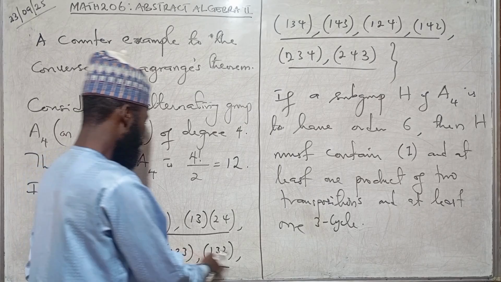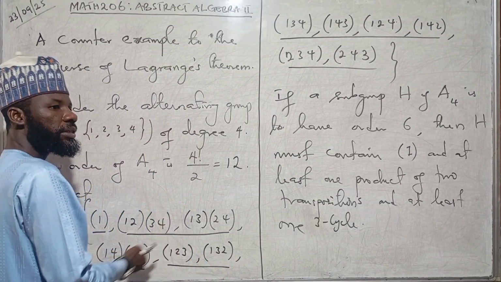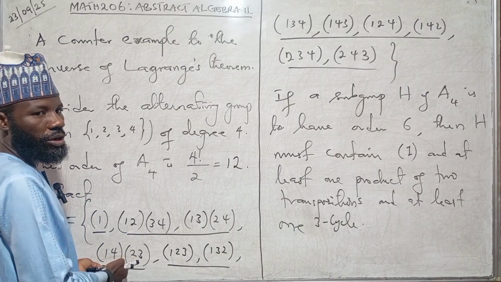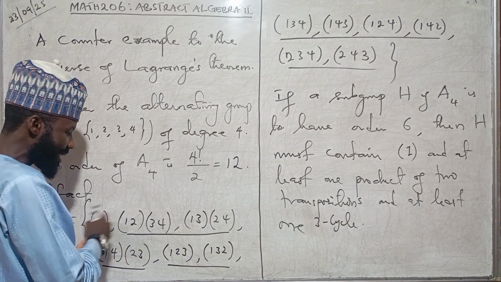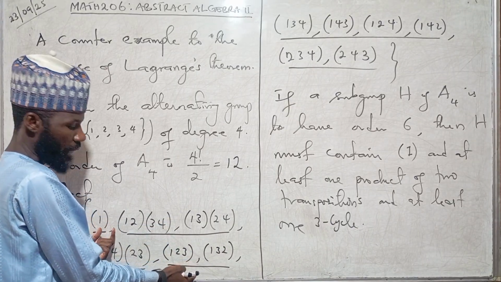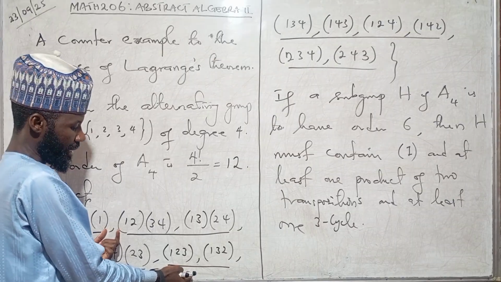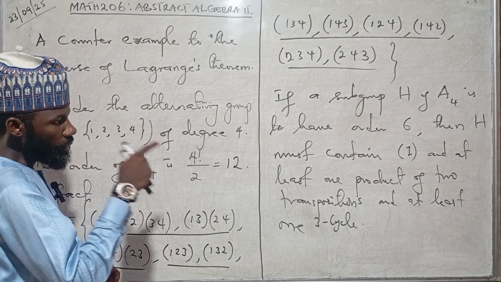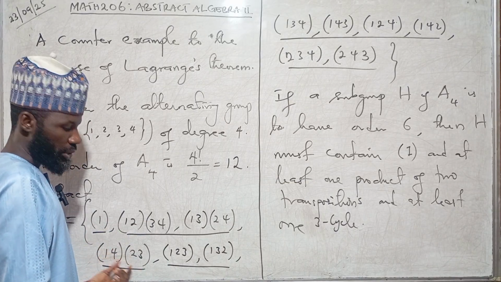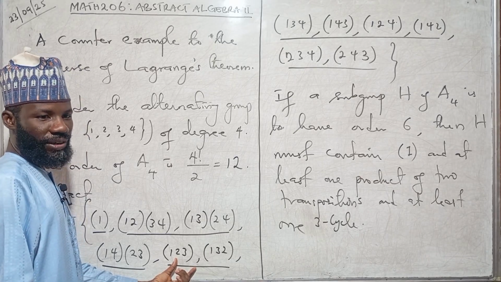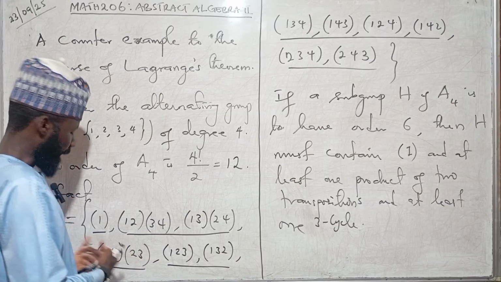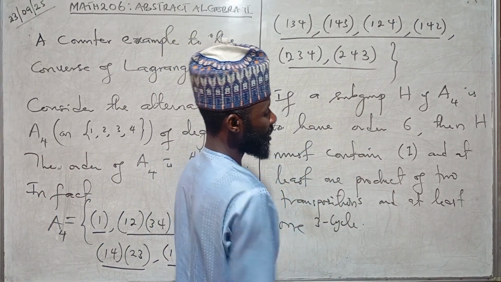So which means you have to pick from here and also pick from the products of two transpositions. And of these products of two transpositions, there are only 3 of them. They are not up to 5. So if you take the identity and the 3 products of two transpositions, you must take what? Some element from the cycles of length 3. So a subgroup of order 6 must contain the identity, a product of two transpositions, and it must also contain a cycle of length 3. So all the 3 types of elements that are in A4 must be present in this subgroup.